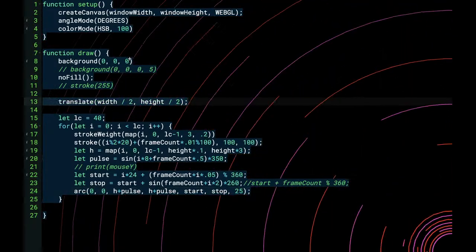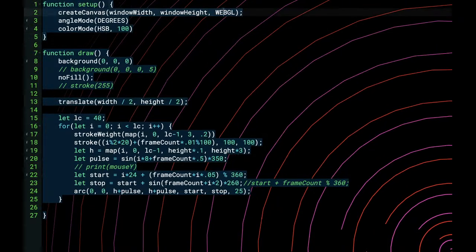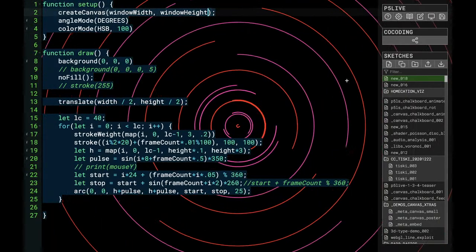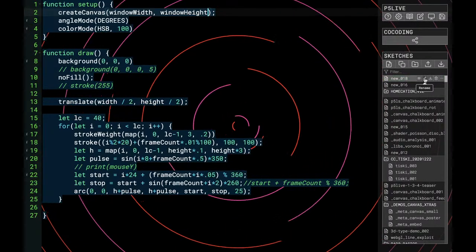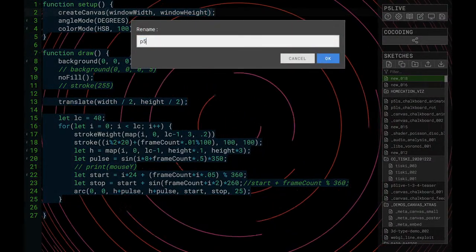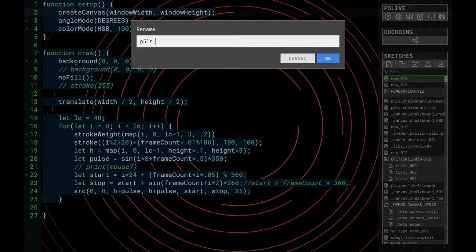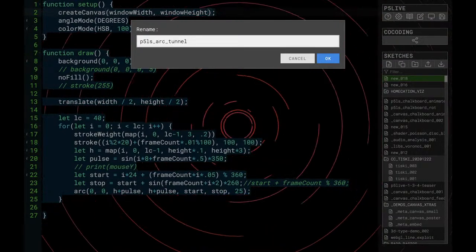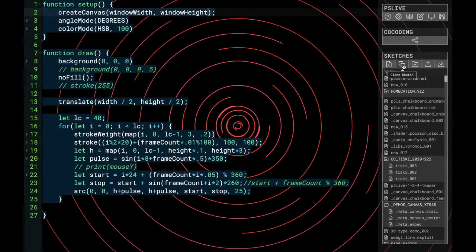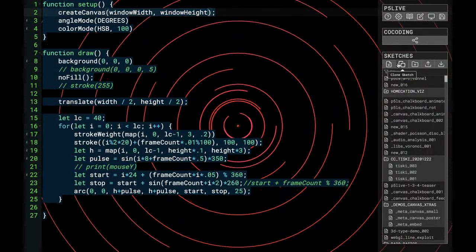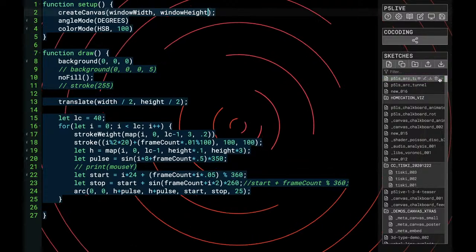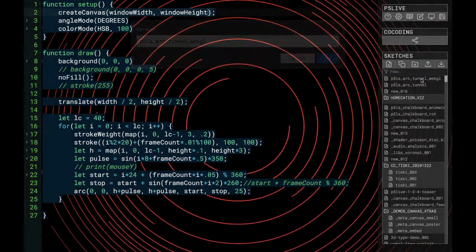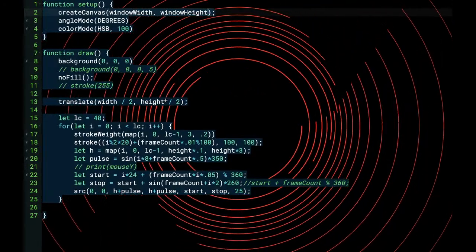Actually, before I go into 3D, I lied. I'm going to quickly clone the sketch so I have a 2D version. Let's give this a quick name. What is this thing? This is like arc tunnel. Not a tunnel, but a tunnel. And then let's clone it. Give it a better name. Call it WebGL. And now go into WebGL.